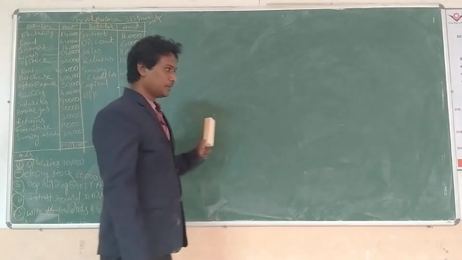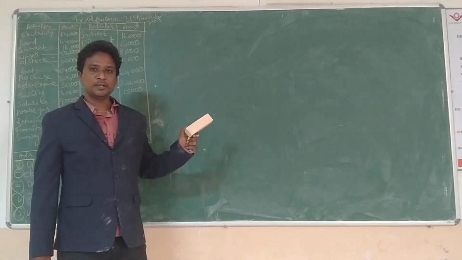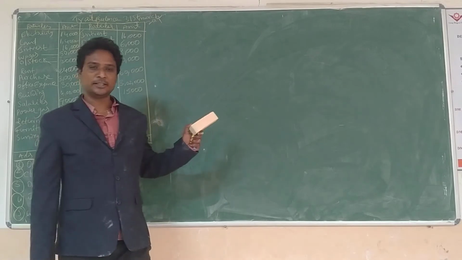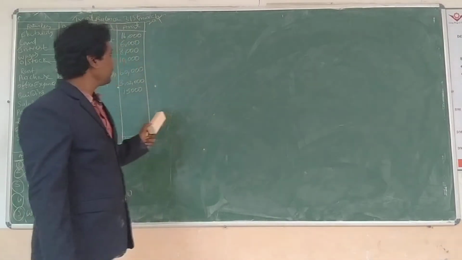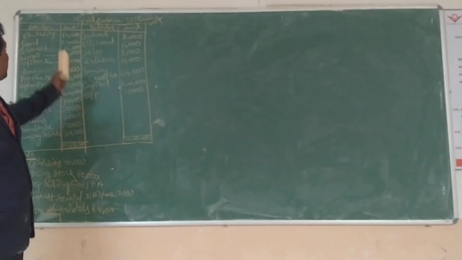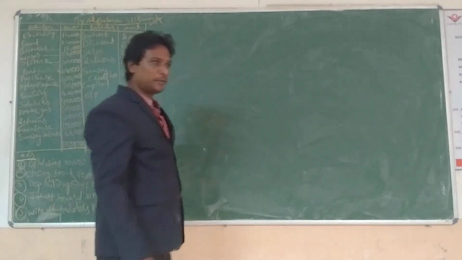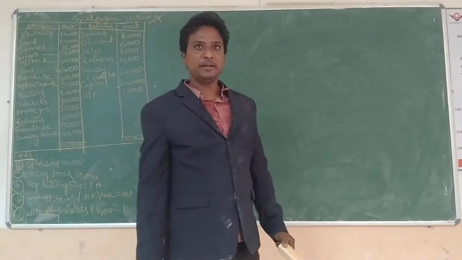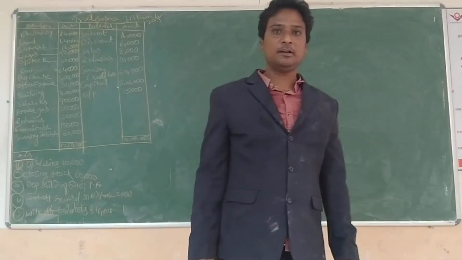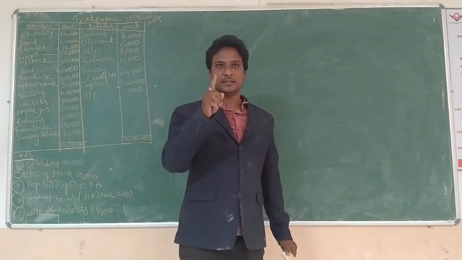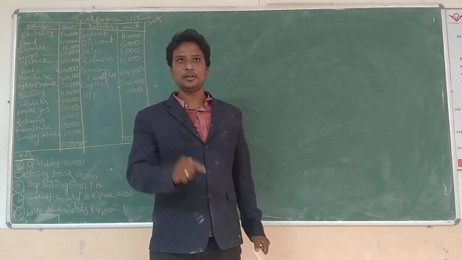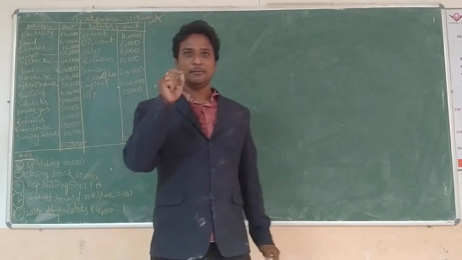Yes, so I have already given you the formats of final accounts. Now let us start the problem. This is the final account problem. How do we prepare final accounts? Compulsorily, we need to prepare three accounts: the trading account, the profit and loss account, and the balance sheet.